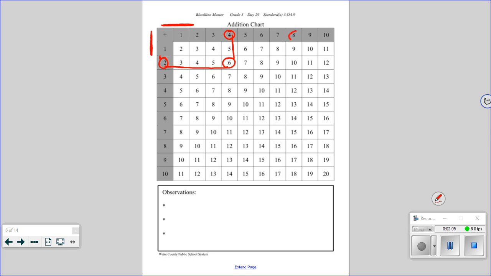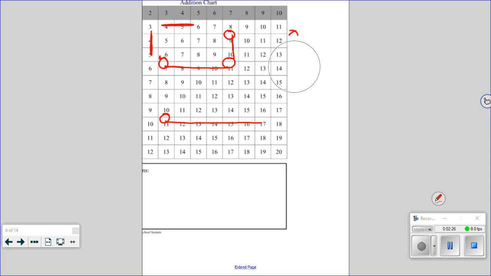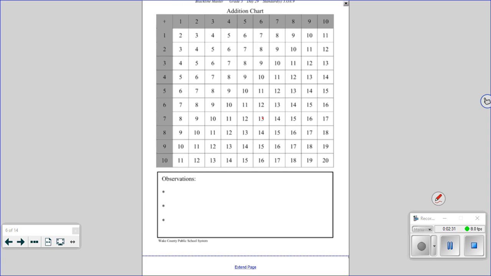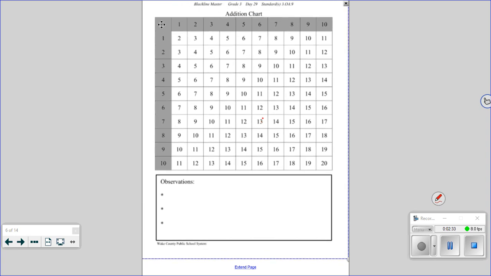How about 8 plus 6? Drag our fingers across, drag my fingers down. Where those meet is the sum, so 8 plus 6 is 14. Pretty cool. What I want you to do is pause this video, and I want you to study the addition chart and see if you see any patterns, anything that's repeating over and over and over again.